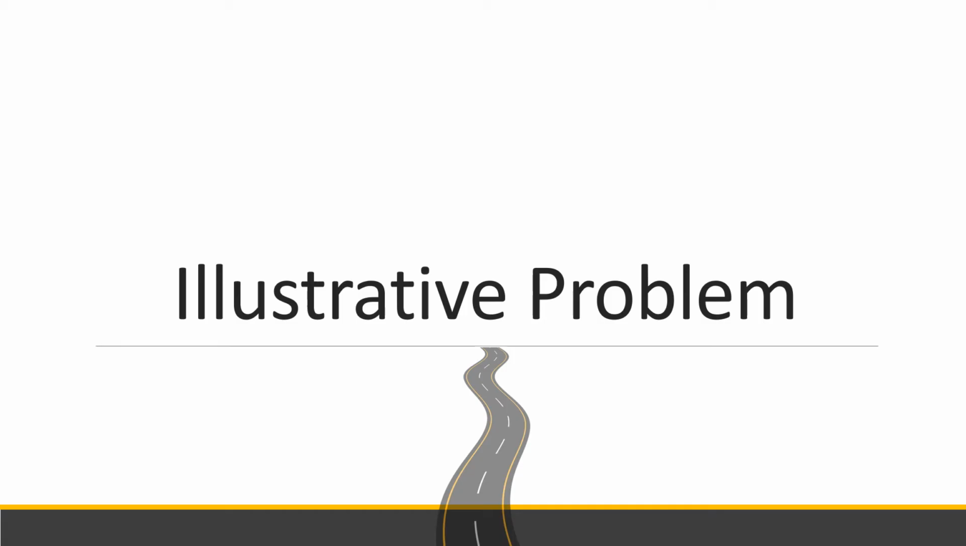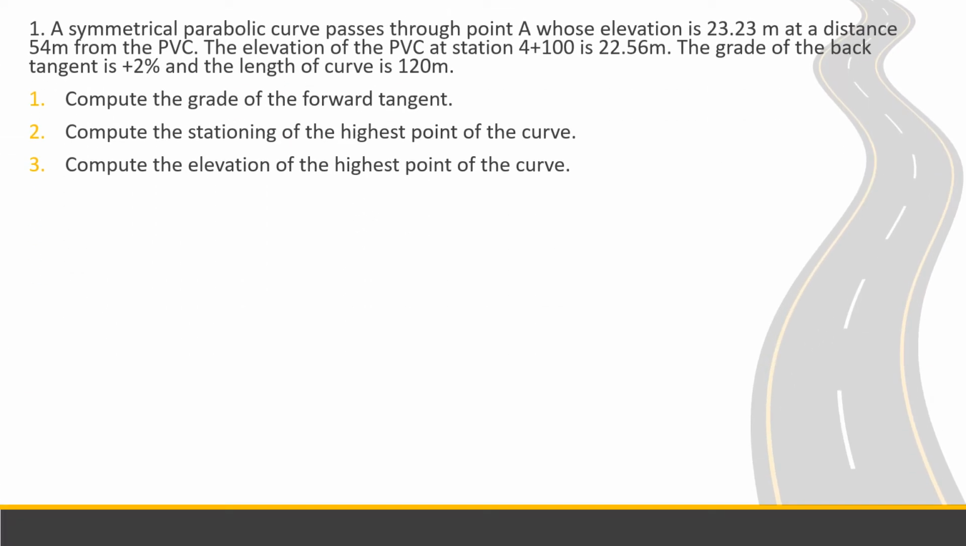Okay, so let's solve some vertical curve problems. Number one: a symmetrical parabolic curve passes through a point A whose elevation is 23.23 meters at a distance 54 meters from the PVC. The elevation of PVC at station 4 plus 100 is 22.56 meters, the grade of the back tangent is plus 2 percent, and the length of the curve is 120 meters.